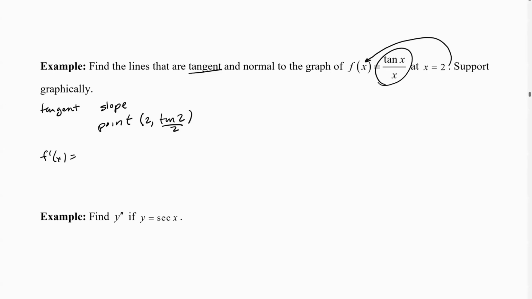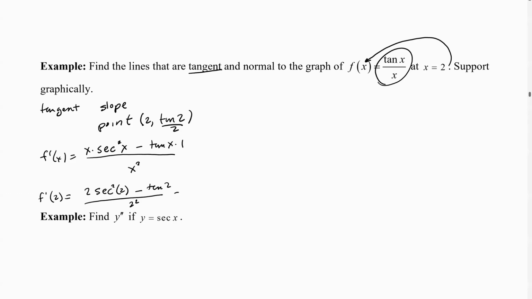This again looks like a quotient. So let's do the quotient rule mantra again. Bottom times the derivative of the top, and the derivative of tangent I've memorized is secant squared of x, minus the top times the derivative of the bottom, which is 1. This is all over bottom squared. So what is f prime at 2? Well, it looks like it's 2 secant squared of 2 minus tan of 2 all over 2 squared. What is that value?